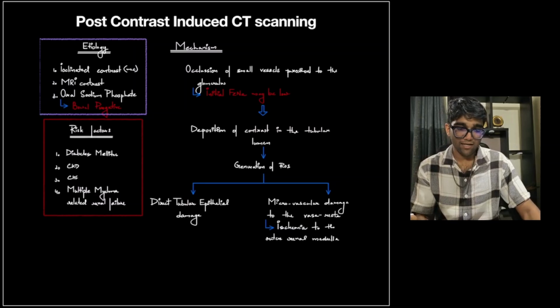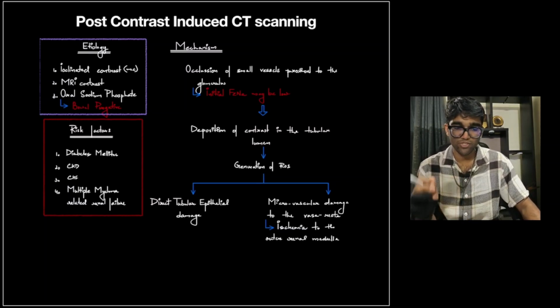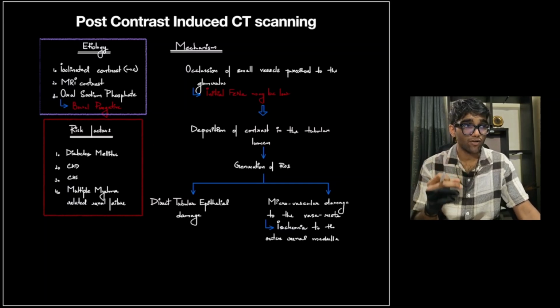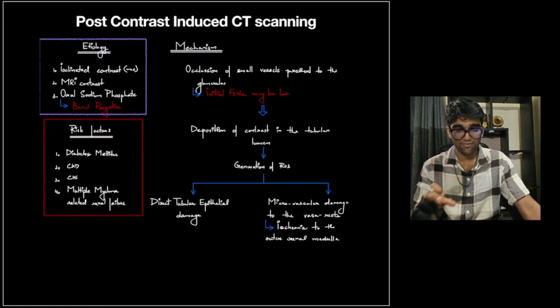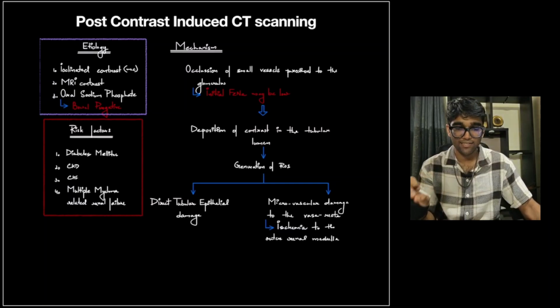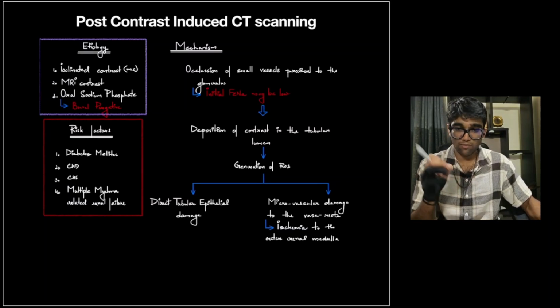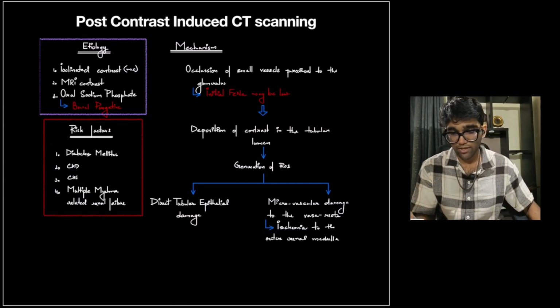The risk factors are presence of diabetes mellitus, CKD, CHF, and multiple myeloma related renal failure, because all of these entities require afferent arteriolar dilatation in order to maintain renal perfusion. So there is significant RAS activation, and that RAS activation causes the contrast within the lumen of the thin ascending and descending loops of Henle to get concentrated more. As a result of that, you end up getting deposition there.